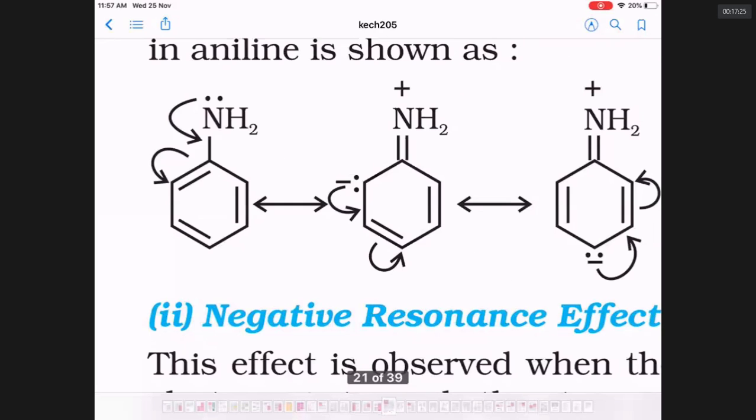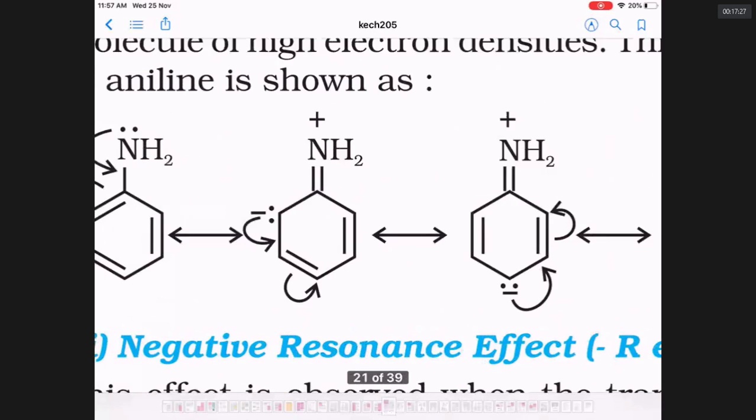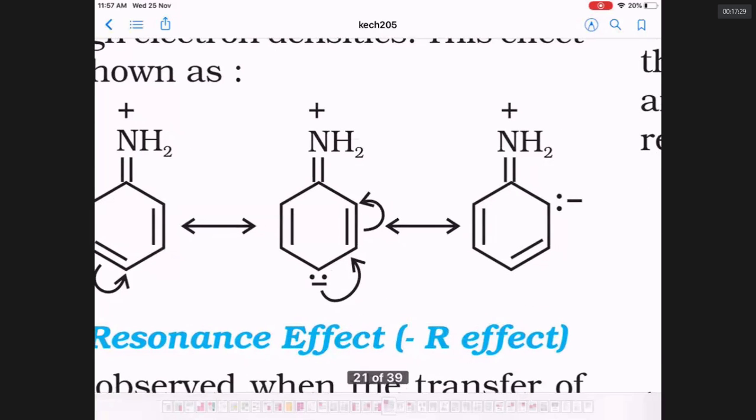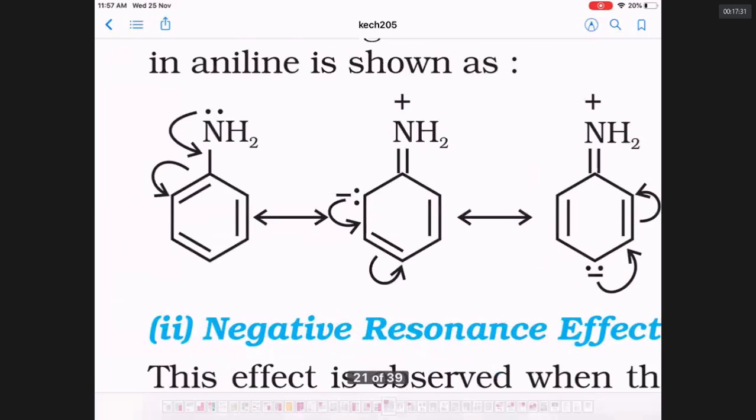Non-availability of the lone pair of electrons on nitrogen due to resonance. Anybody who can donate an electron pair is called a base. Ammonia is a base. But aniline is not a good base. Why is aniline not a good base? Can anybody tell me? Why is aniline a poor base?